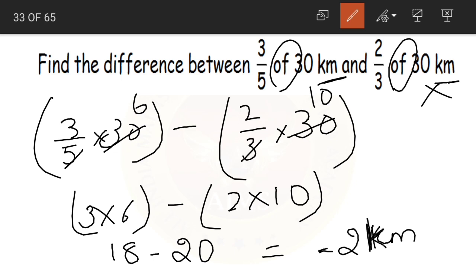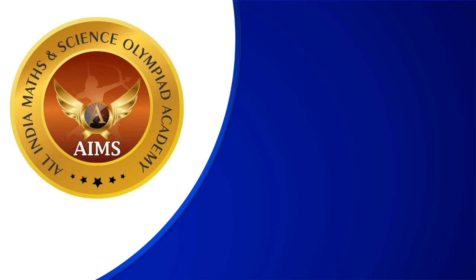Now why is this minus here? See, we've learnt in integers, right? When we are adding or subtracting two integers, the result will take the sign of the highest integer. Now in 18 and 20, 20 is the highest number. It has a negative sign, so 2 is also having a negative sign. Clear, students? The difference between 3 by 5 of 30 kilometers and 2 by 3 of 30 kilometers is minus 2 kilometers. I hope this was clear.